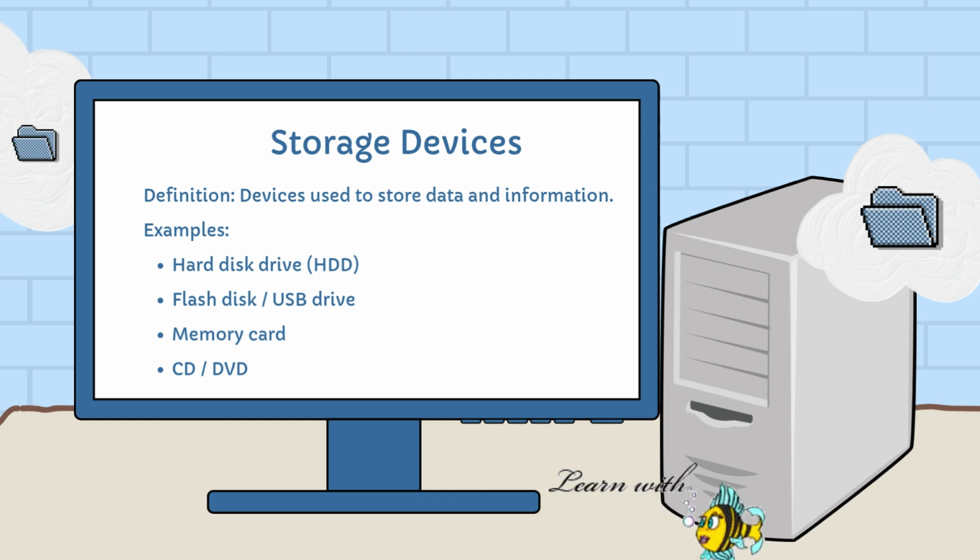We have the storage devices. These are devices that store data and information. Imagine you're able to watch that favorite series of yours that is in your computer. It's stored somewhere, right? And what is that particular device? It can be a hard disk, it can be a flash disk, you can be having it in a memory card or a CD or a DVD. Interesting, right?